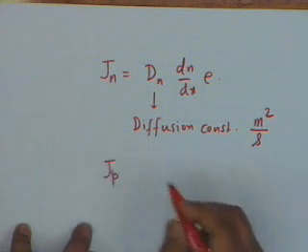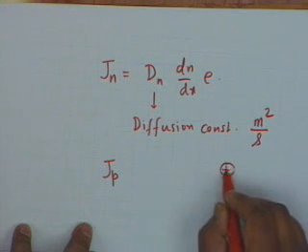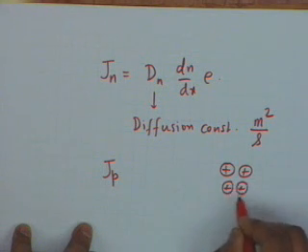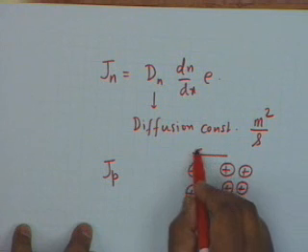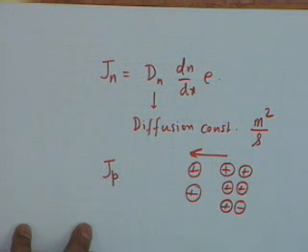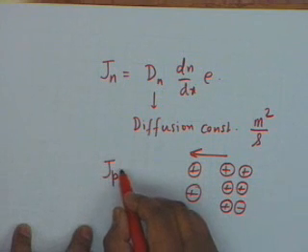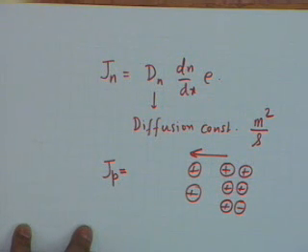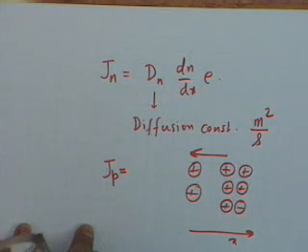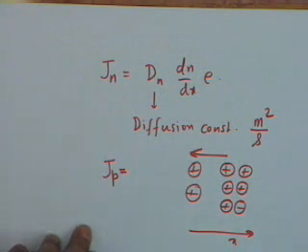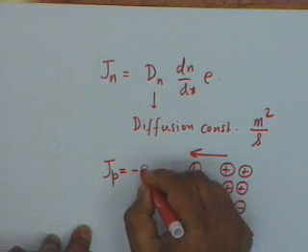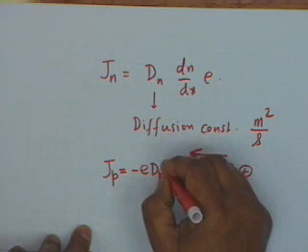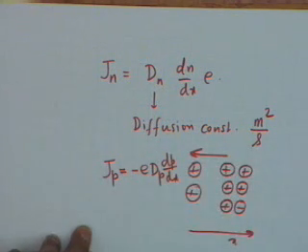Similarly, if you take holes, let us say there are holes denser here than here, well, then holes move in this direction and the current also is in the same direction. Therefore, Jp is equal to, what is dn dx if this is the direction of x? dp dx. dp dx is positive, and the current therefore becomes equal to minus E times dp dx. All right.